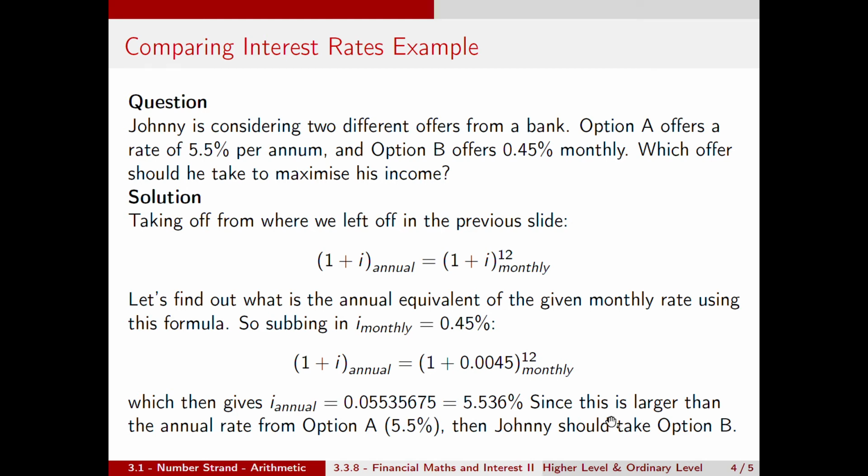So this is larger than the annual rate from option A, which is 5.5%. This in turn means that Johnny should take option B, because option B is equivalent to getting 5.536% per year, whereas we were offered 5.5% per year. So by going for the monthly option, we're actually gaining. We're better off doing that. That's why it's important to be able to compare these things, so that we can see whether we are getting better value if we choose the monthly option or the yearly option.